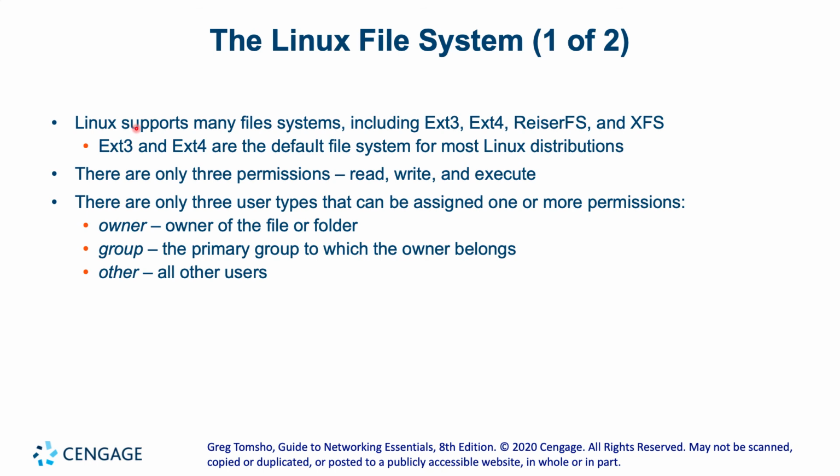There are only 3 permissions in the Linux file system: read, write, and execute. And then there's only 3 different types of users that can be assigned those permissions: the owner of the file, the group that owns the file, and then everybody else on the system. So owner, group, or other. And they can be assigned the permission read, write, and execute.